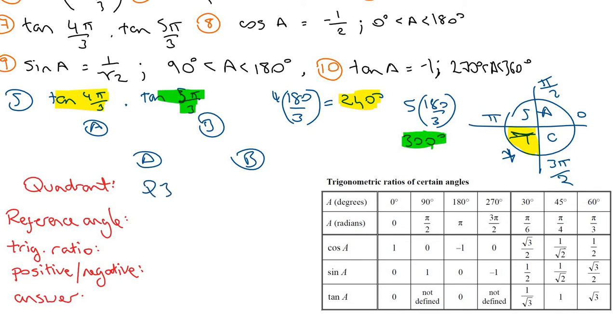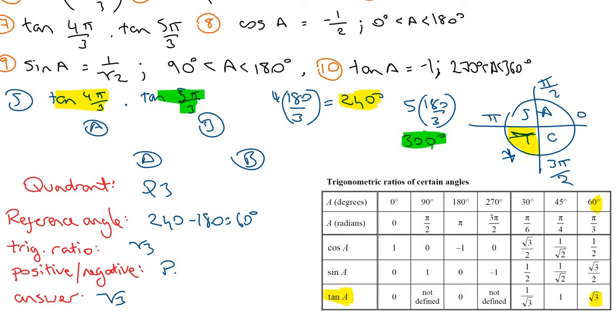The reference angle becomes 240 minus 180, which is just 60 degrees. So we're looking up the tan of 60, which is root 3, which is positive in quadrant 3, so therefore the answer there is just root 3 for part A.